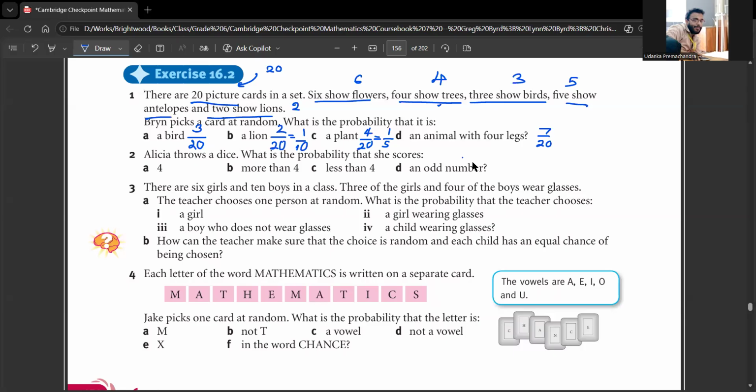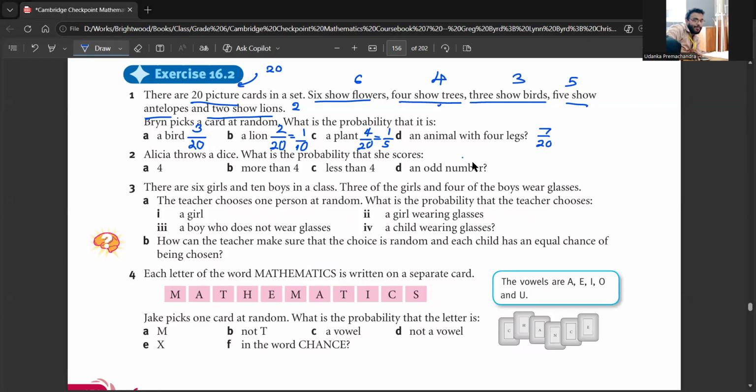A bird: there are 3 birds. 3 birds and 2 lions out of 20, it's 1 over 10. A plant, 4 plants out of 20, it's 1 over 5. An animal with 4 legs, that means 5 antelopes and 2 lions, altogether 7 out of 20. Yes.